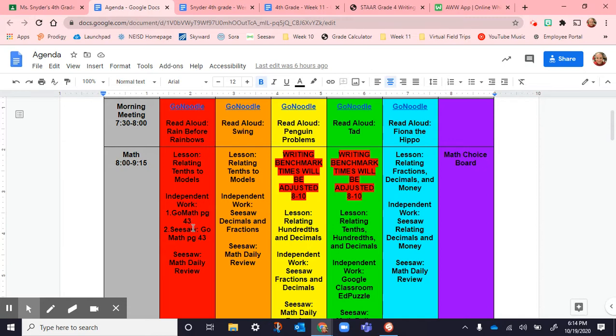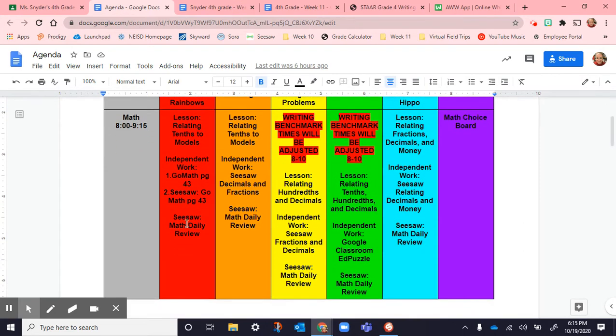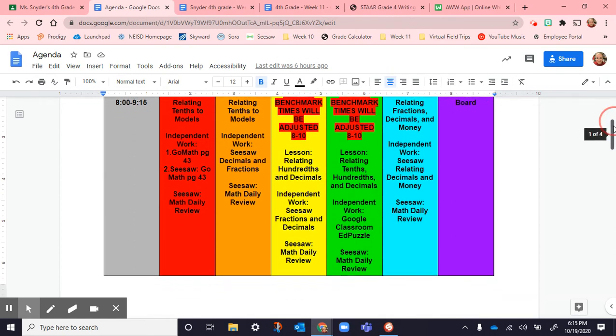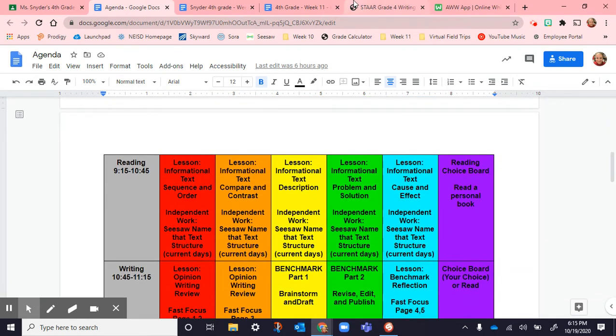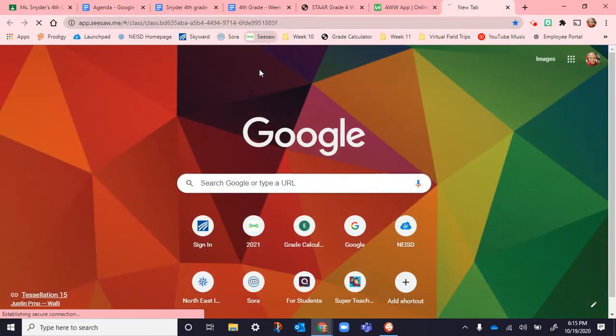Students, for their independent work, went to Go Math page 43. They completed that assignment and uploaded it. And then they also did their math daily review. Both of these things were in Seesaw. Then in reading today, we were hanging out in Seesaw quite a bit. So let me head over to Seesaw.